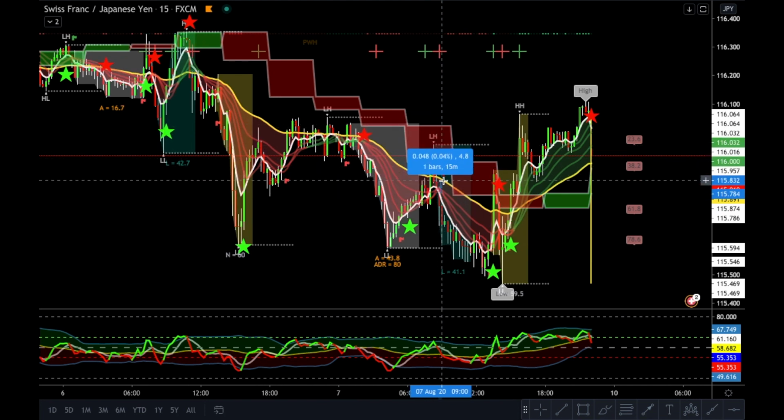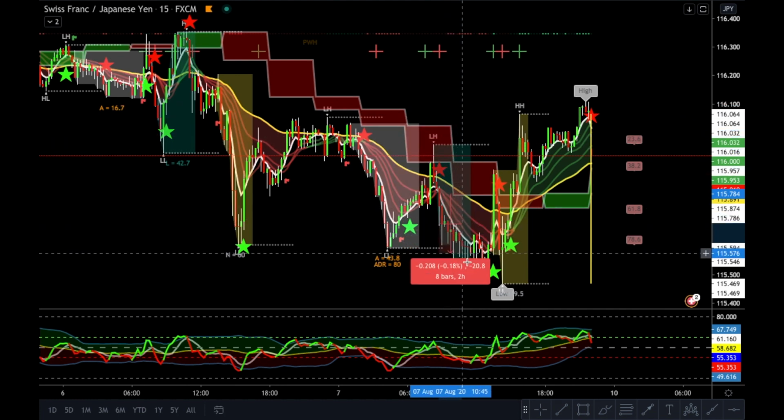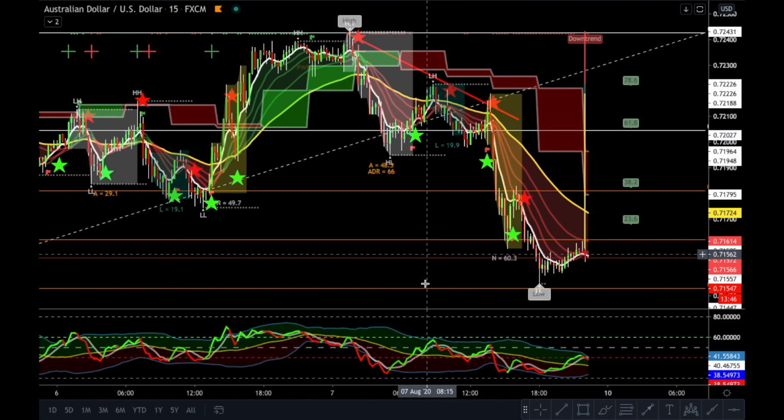You even had a pip hunter star for a short signal, which was great. Up here, 20 pip stop loss here. And then you would have got in your trade just around about here, and you would have made at least 25 pips going down. Australian USD, same thing happens here.